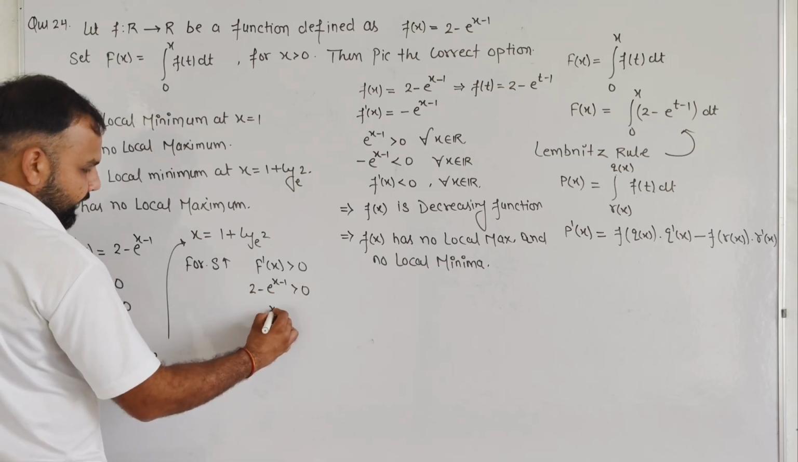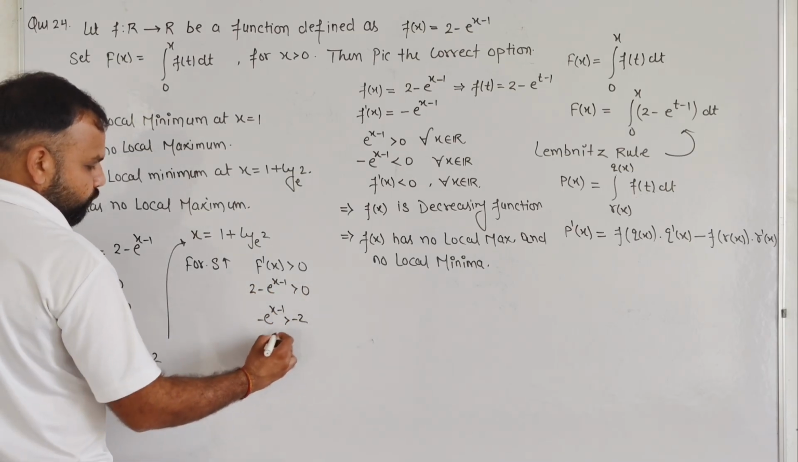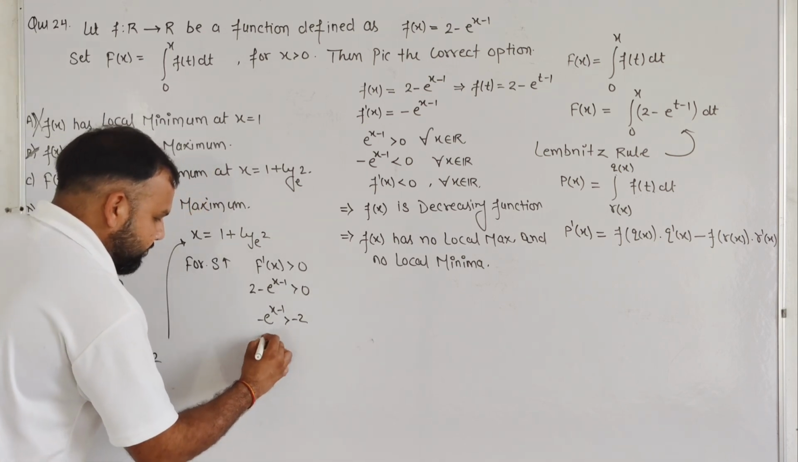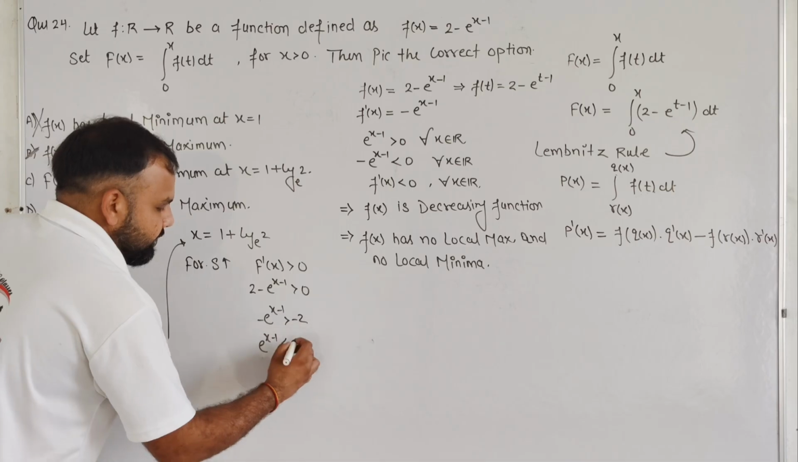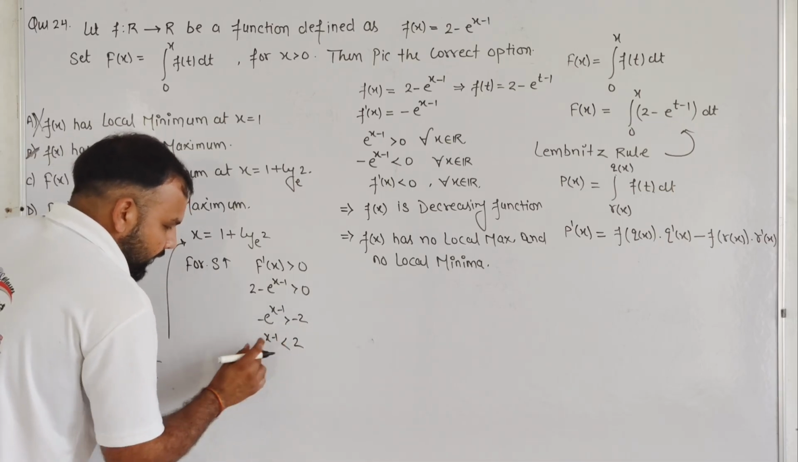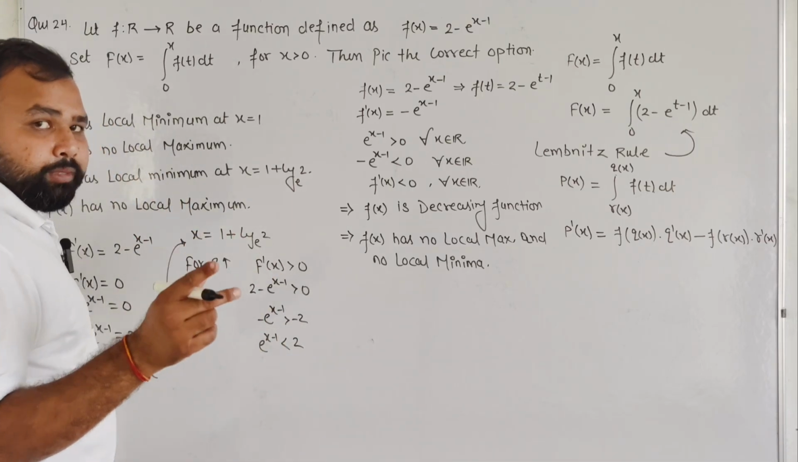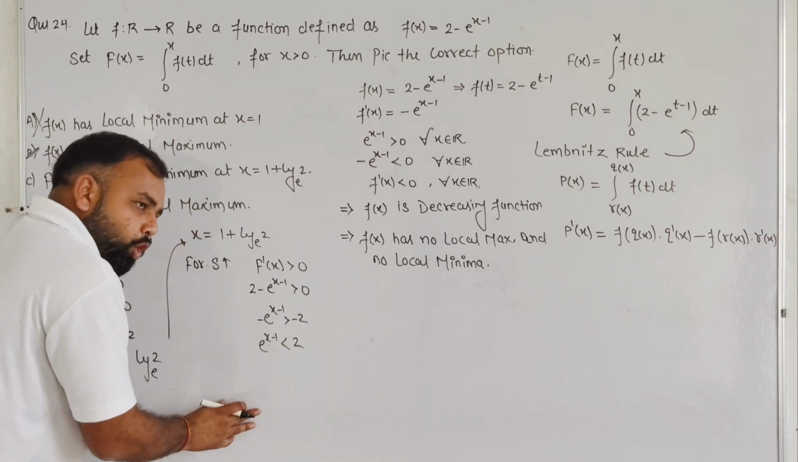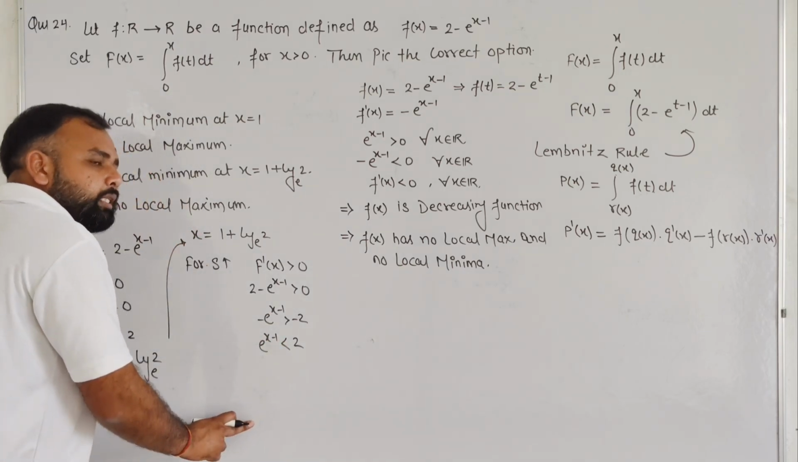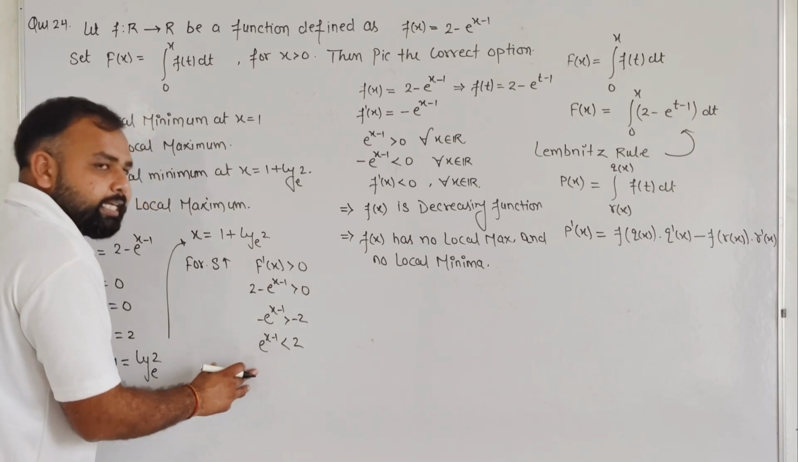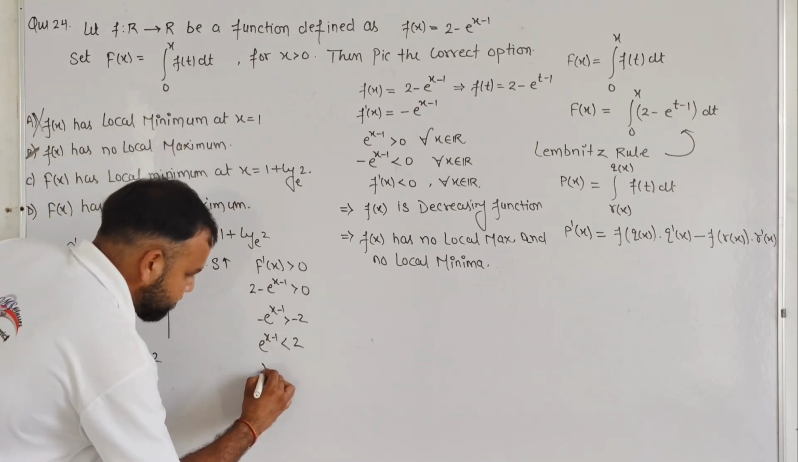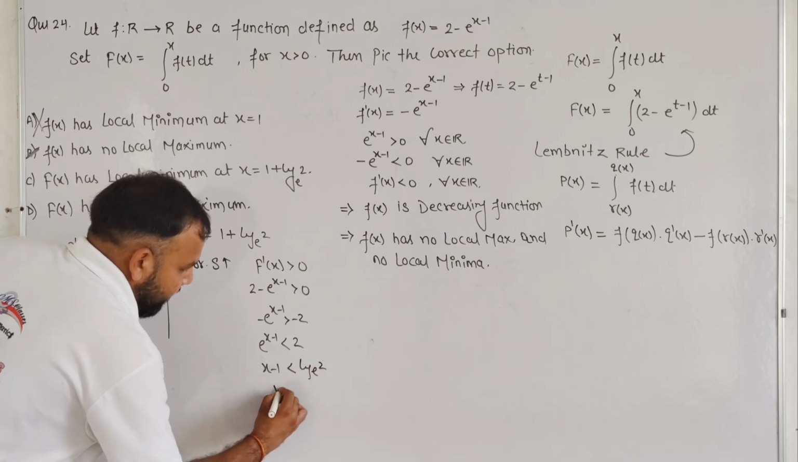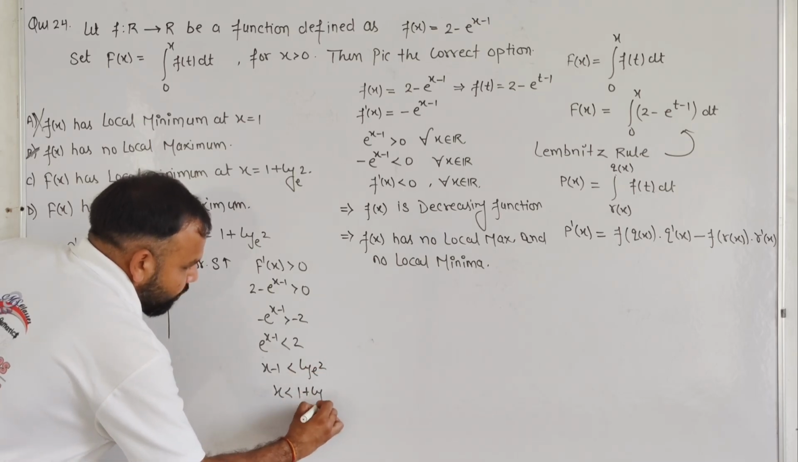So it will become e to the power x minus 1 greater than minus 2, and after multiplying by the negative sign, the inequality interchanges, that means greater than changes into less than 2. After taking log with base e, in that scenario base e is greater than 1, so log with base e is a strictly increasing function, and the inequality remains the same. So x minus 1 is less than log e 2, and x is less than 1 plus log e 2.